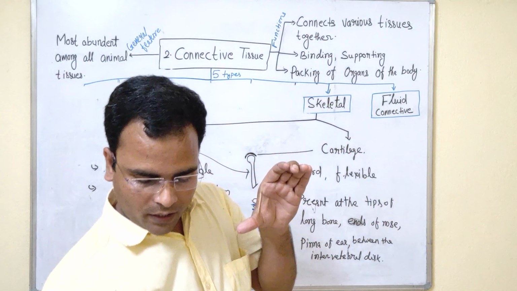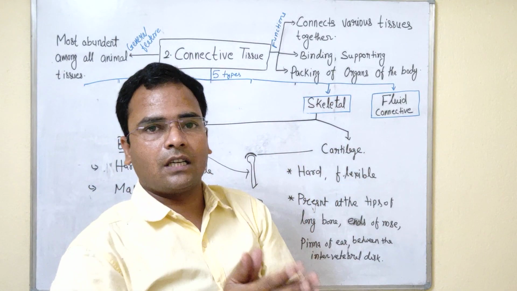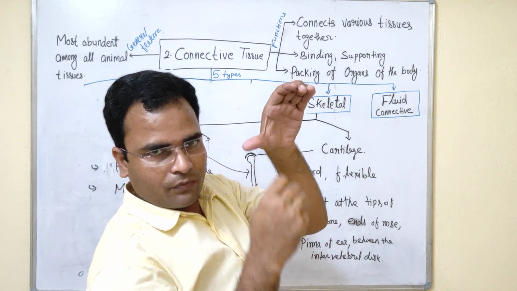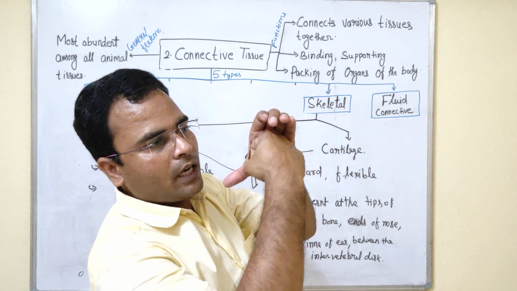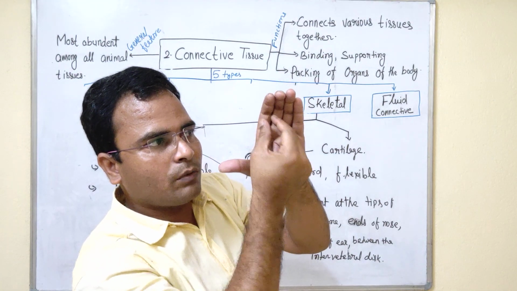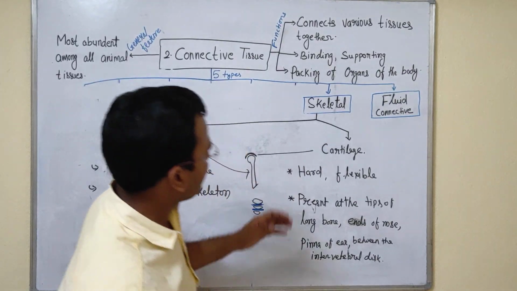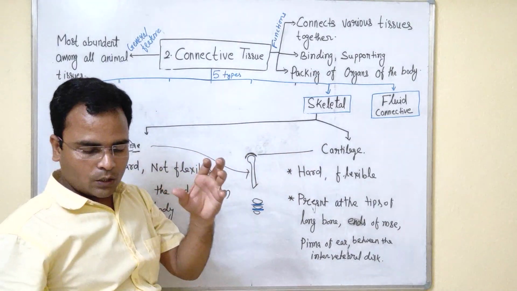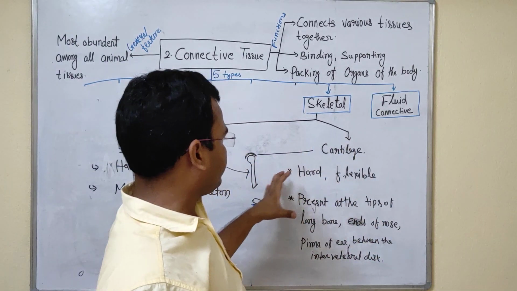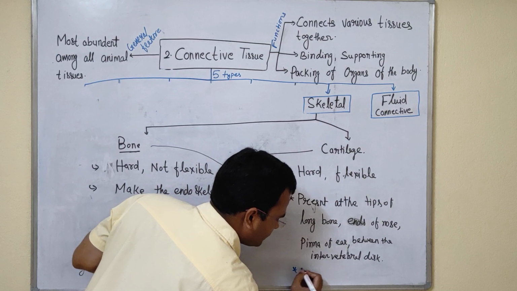Wherever there is a ball and socket type joint, I will come to it in the skeletal system when we study it in detail for grade 11. The different types of joints are there. In the ball and socket joint, this is the ball and this is the socket. Here one thin layer of cartilage is there, helping to act as a shock absorber. So what is the function of this cartilage? It acts as a shock absorber.